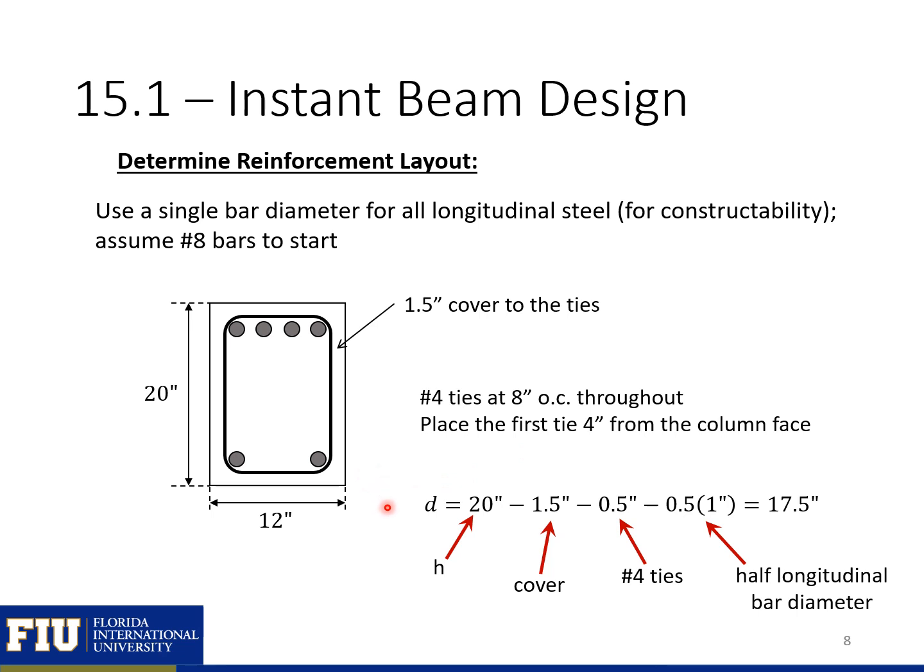So then our d is just our overall height, 20 inches, minus our cover, 1.5 inches, minus the diameter of our tie, a number 4, so 0.5 inches, and minus half the diameter of our longitudinal bar, which is 0.5 times 1 inch. So we'll have a d here equal to 17.5 inches.